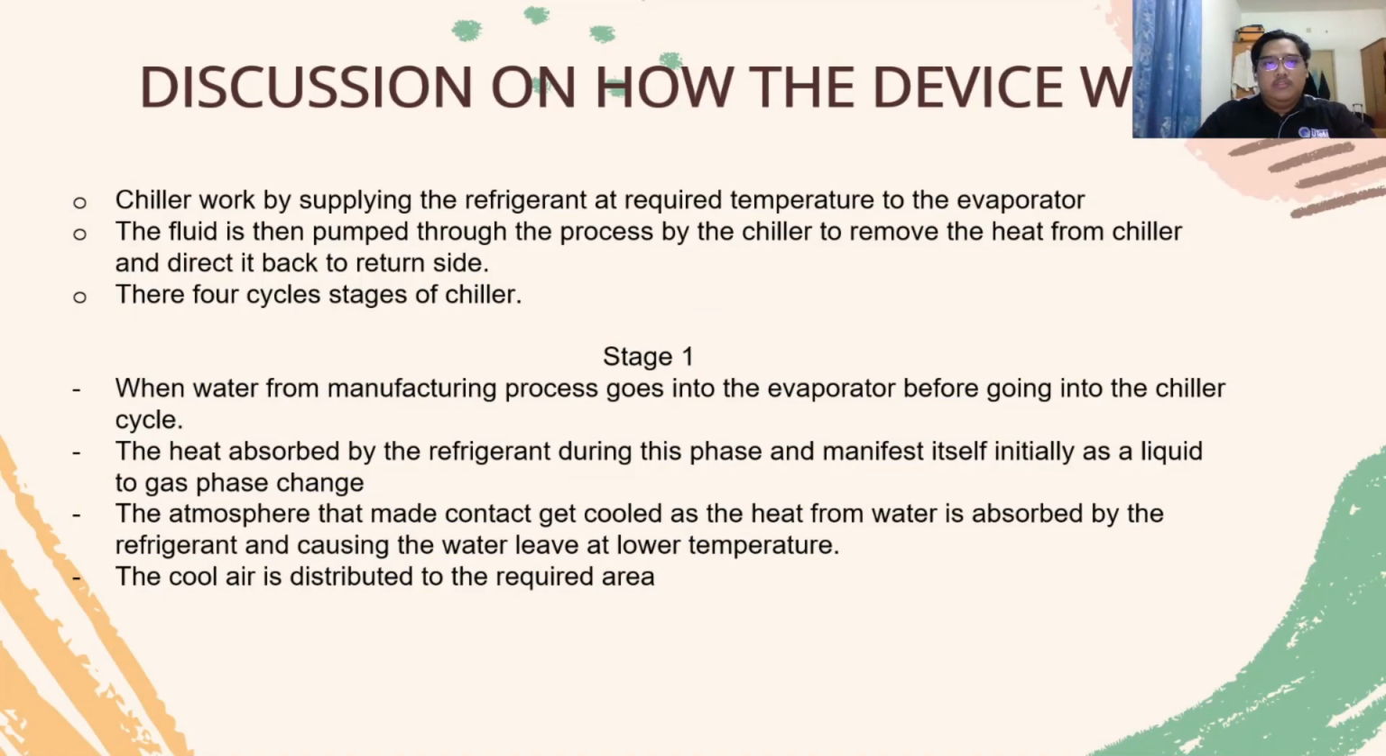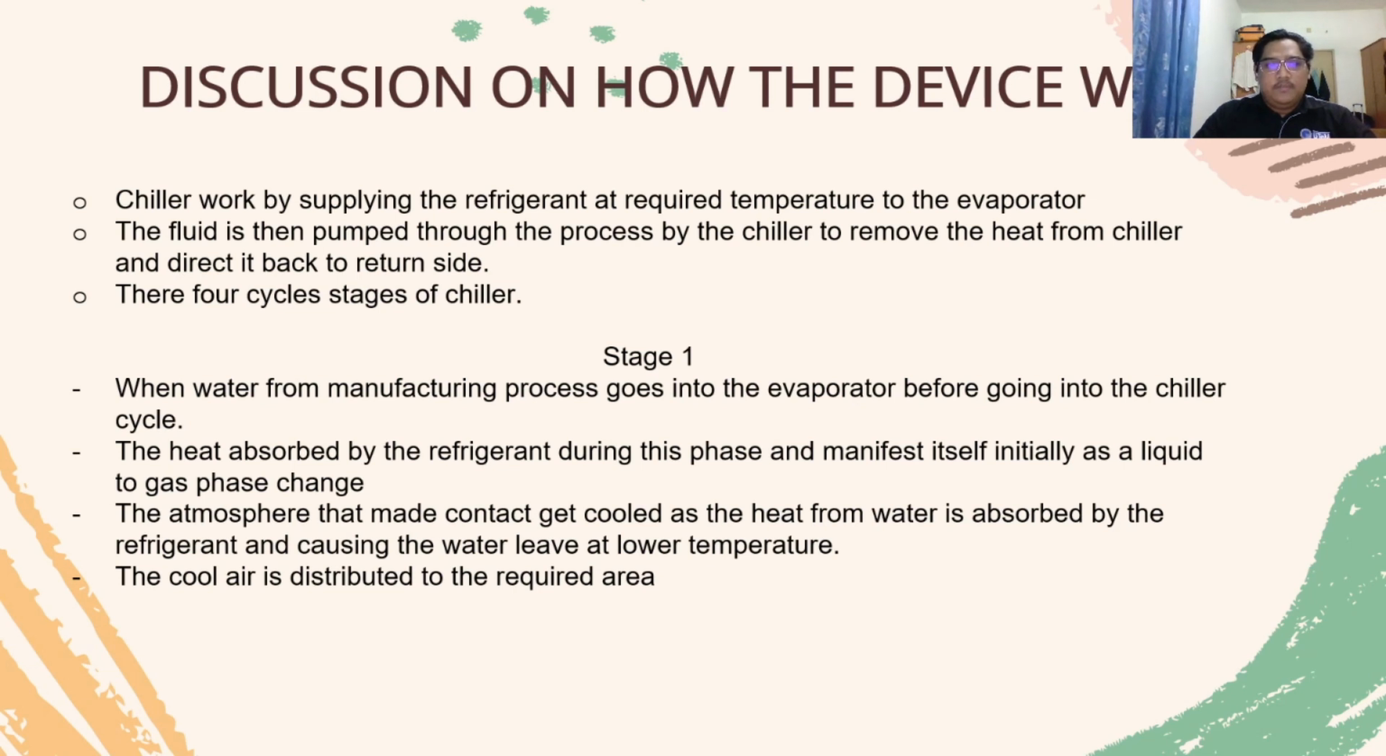Assalamualaikum warahmatullahi wabarakatuh. My name is Muhammad Adha and I am going to explain the discussion on how the device works. A chiller works by supplying the refrigerant at the required temperature to the evaporator. The fluid is then pumped through the process by the chiller to remove the heat from the chiller and direct it back to the return side. There are 4 cycle stages of a chiller.